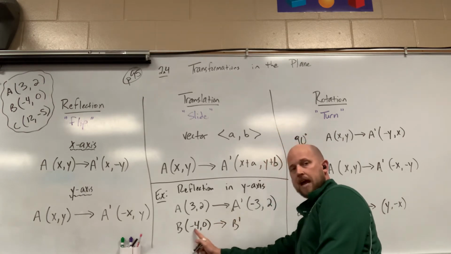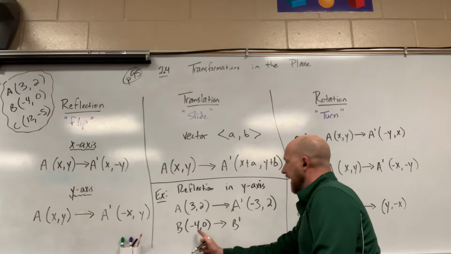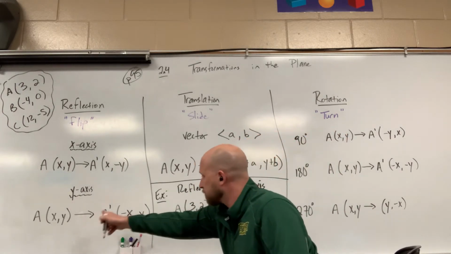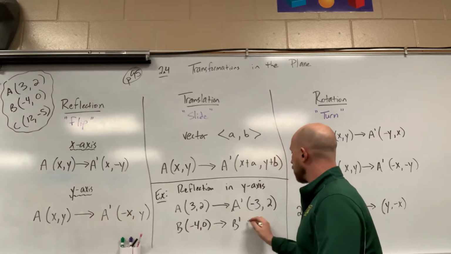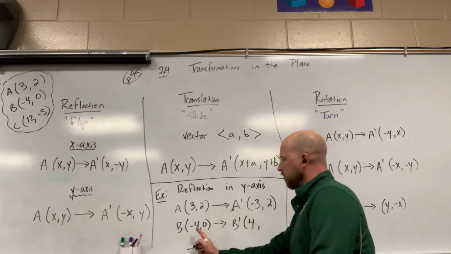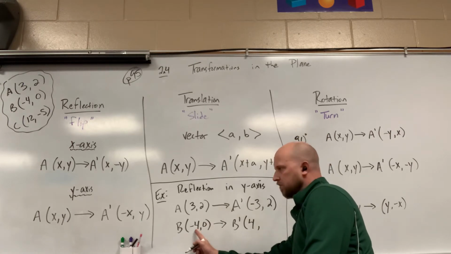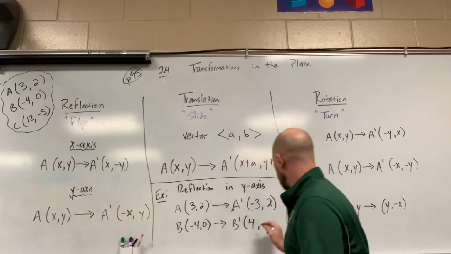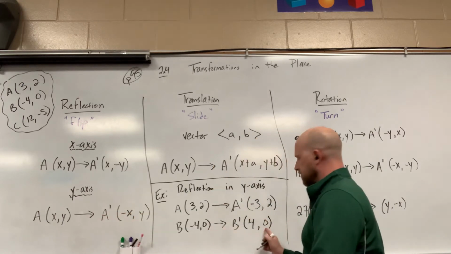So here's B. Now I'm going to transform B. And again, since it's on the y-axis, I'm still using this little formula. So my x becomes negative. So that's a negative 4. Well, what's a negative 4? It's just a positive. So what was negative becomes positive because I need to change my sign. And then my y stays the same. So it was a 0, it stays a 0.